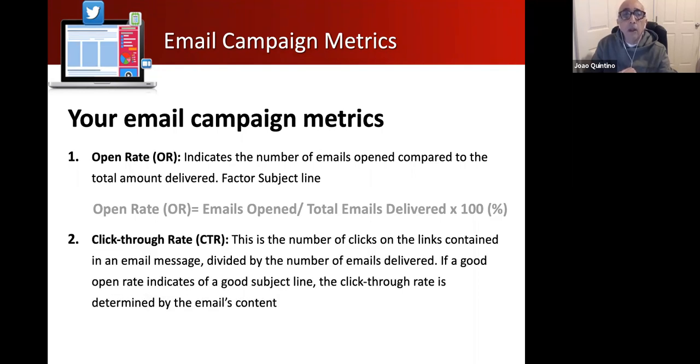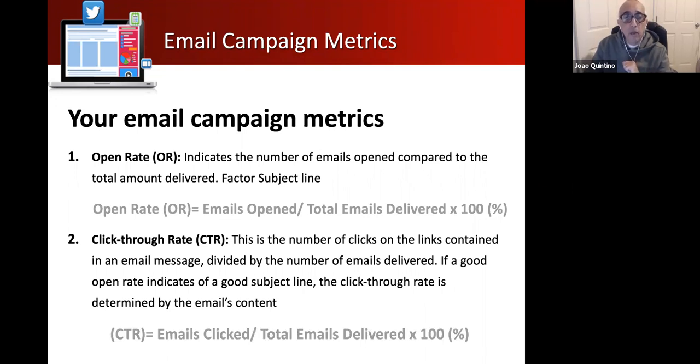Click-through rate is the number of clicks contained in an email message divided by the number of emails delivered. This is what you calculate. So again, you send so many emails, 1,000 emails got delivered, and 100 people click on the email, you calculate by dividing 100 by 1,000 times 100. This is where you get your click-through rate on emails.